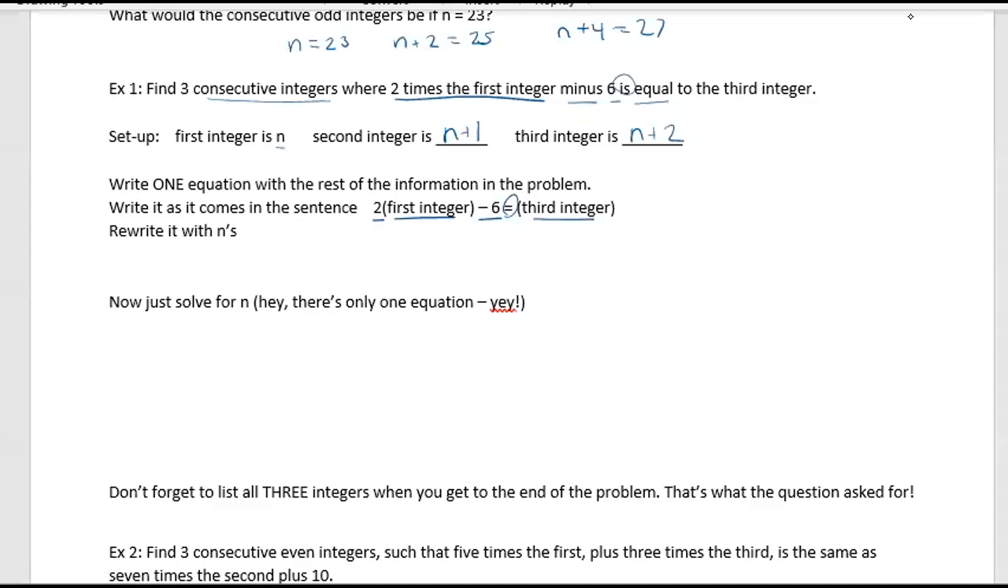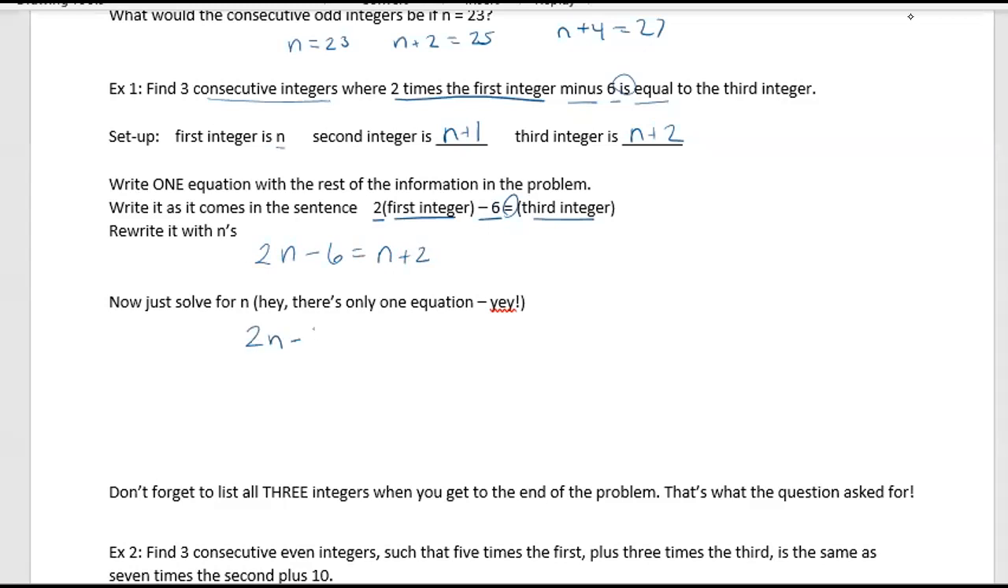Okay, so now we just have to rewrite it with the n's in there. So the first integer is n. So it's 2 times n minus 6 is equal to the third integer. So the third one is n plus 2. I didn't even use the n plus 1 in this equation, but that's okay. When I look at this equation, I realize I only have one equation, but I only have one variable. So that's it.